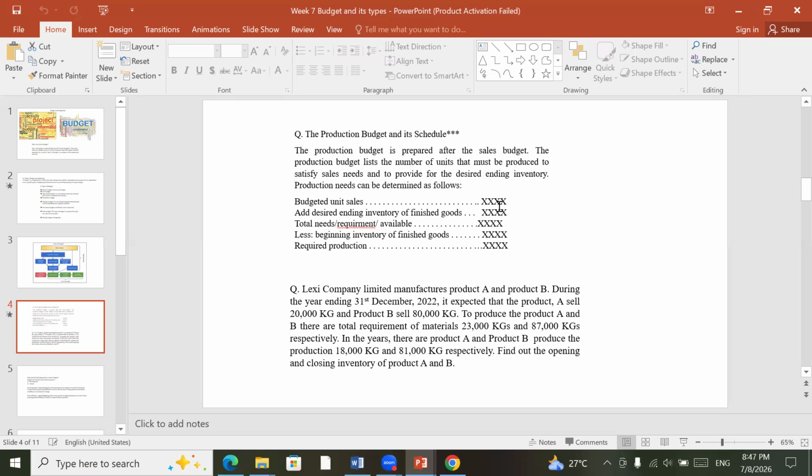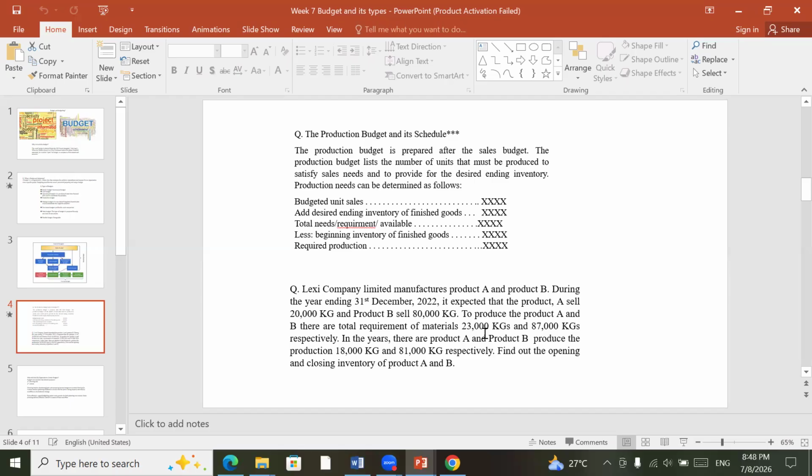Okay, so you have to follow this formula. At first, unit sale. There are sale units A and B. A sells 20,000 kg and B sells 80,000 kg. Okay, sale. Then you have to find out ending inventory. Ending inventory is missing here. So you have to find out total need or requirement, which is mentioned here. To produce product A and B, there is a total requirement of material 23,000 kg for A and 87,000 kg for B. So this is the total requirement.